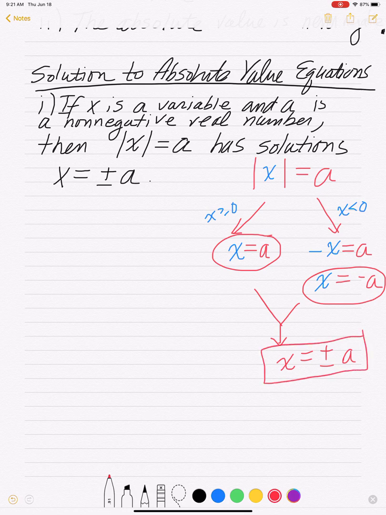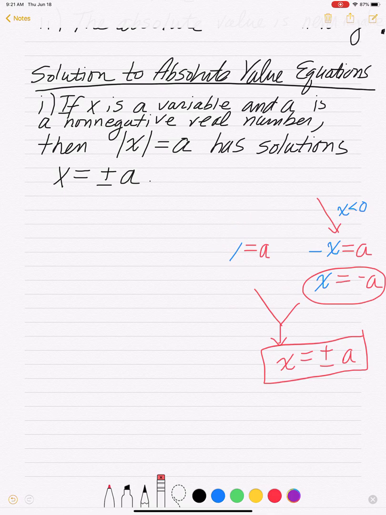So you can basically memorize this fact. When you have the absolute value of x equal to a, write it as x equals plus or minus a. It's going to give you two solutions there. All right. Okay, so I'm going to erase this little work here, showing you where that fact comes from.